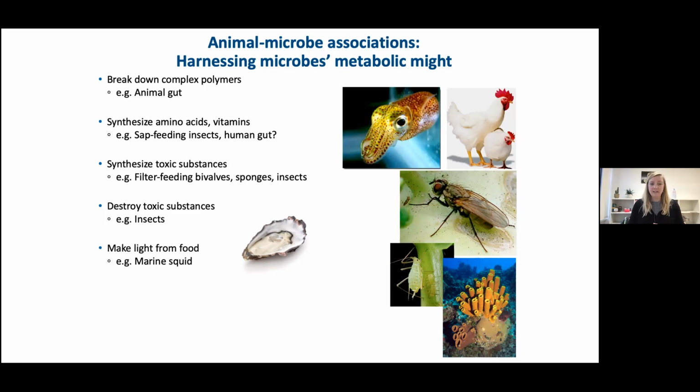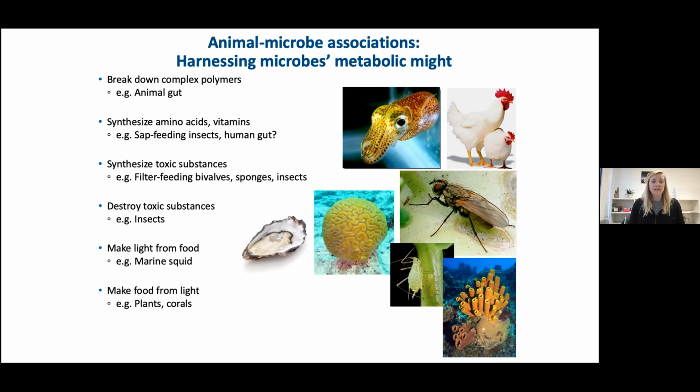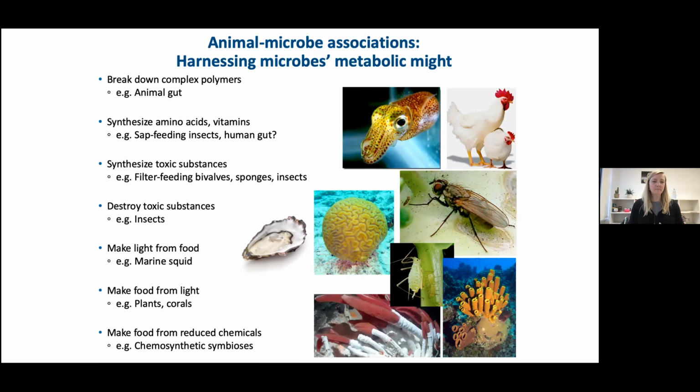They can make light from food. A very well-known example of this is the Vibrio bacteria that associate with a marine squid. They can also make food from light. And this is the example of corals, where the symbionts use light energy to synthesize sugars from CO2, and they pass this on as a nutrient source for their host. But there are also bacteria, and these are the ones I'm going to talk about today, that make food from reduced chemicals. These are called chemosynthetic symbioses.